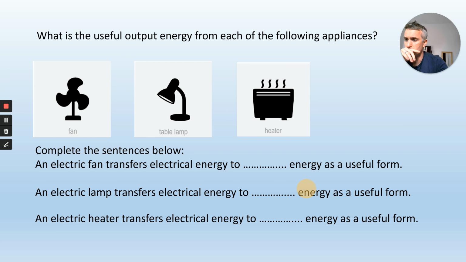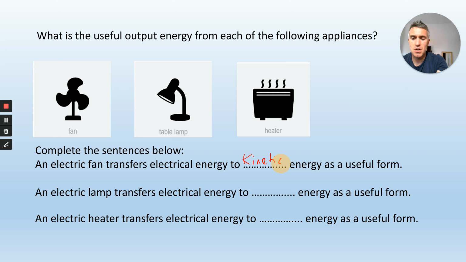So let's have a go. What is a useful energy output for each of the following appliances? Complete the sentences below. An electric fan transfers electrical energy into, well, what is a fan's job? Fan's job is to blow air around the room. But how does it do it? It does it by spinning. And what is spinning or movement energy? Begins with a K. Kinetic, well done.